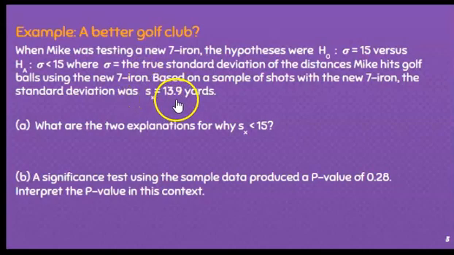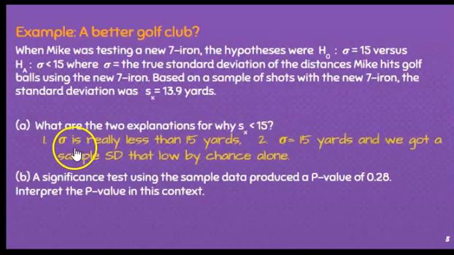Now, my sample indicates that it's less than 15, right? So there's two explanations for why is it less than 15. Well, either, number one, sigma is really less than 15 yards. His claim is off. Or his claim is actually true, and we just got a sample standard deviation that was low by chance alone.